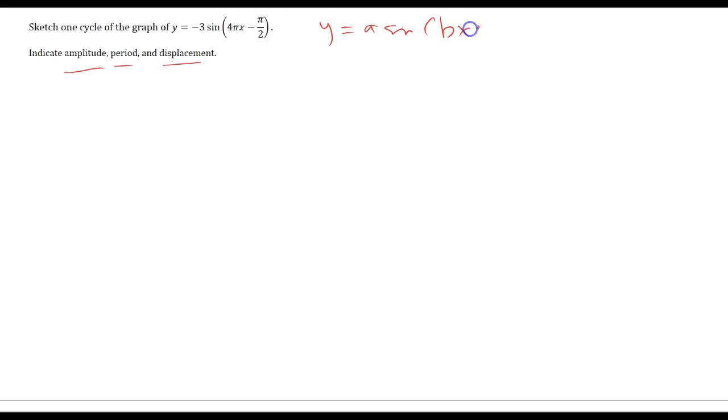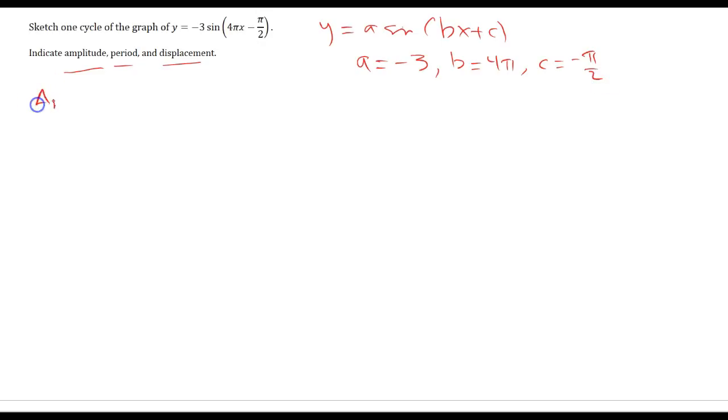sine of bx plus c. Well, of course, it'd be cosine of bx plus c as well. And we're going to find what a, b, and c are to help us find amplitude, period, and displacement. And from the graph, we can see that a is equal to negative 3. B, which is in front of the x term, is 4 pi. And c is going to be negative pi over 2.